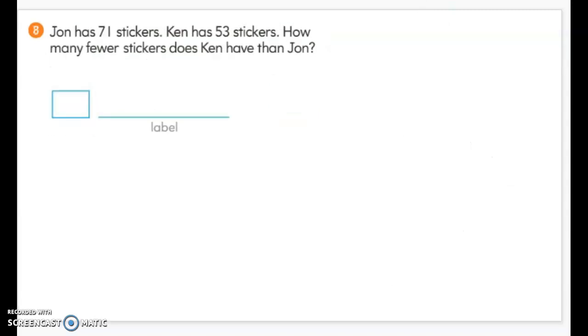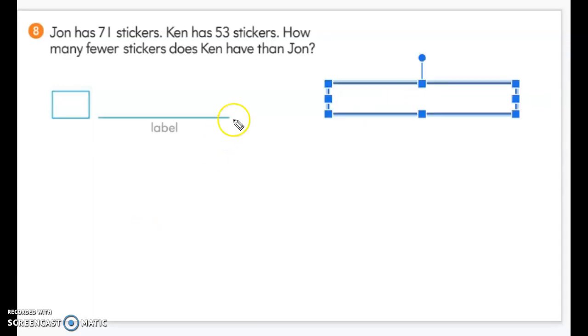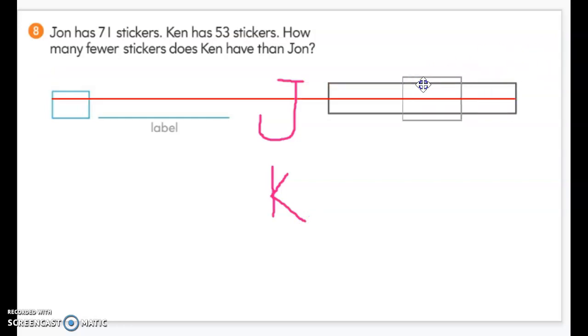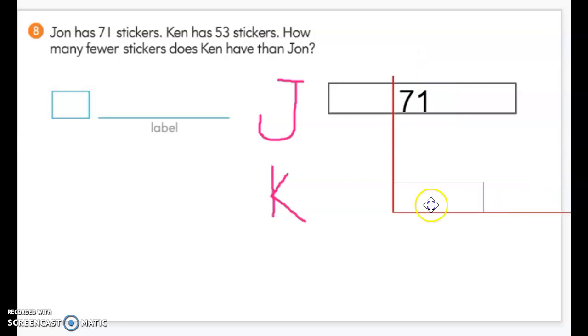Number 8, John has 71 stickers. Ken has 53 stickers. How many fewer stickers does Ken have than John? So we're going to use our comparison bars. We know that John, let's do a J for John and a K for Ken. And we know how many both John and Ken have. We know John has 71. And how many does Ken have? 53. You're right. 53 is less than 71.